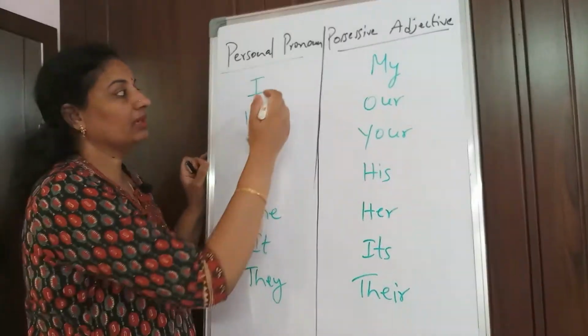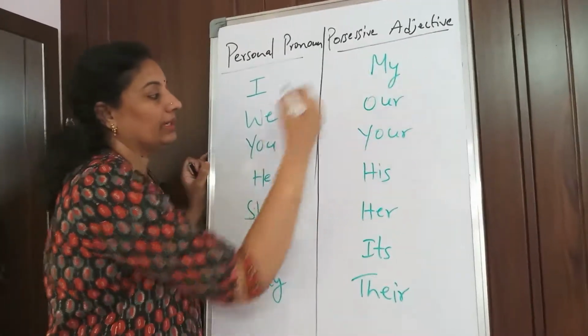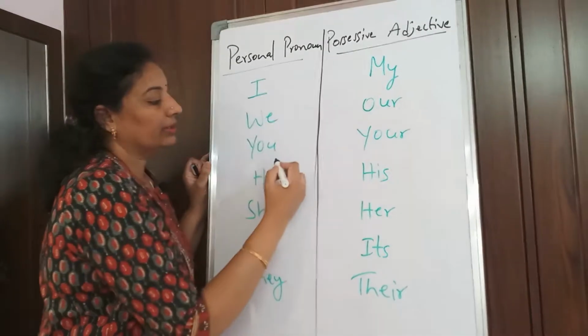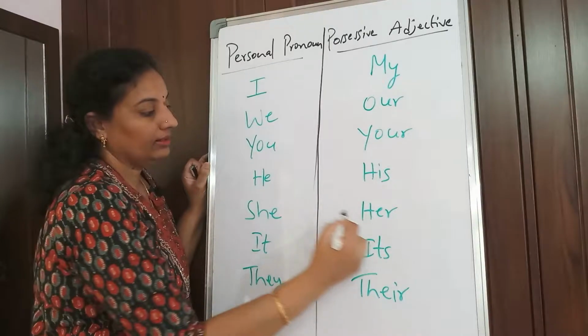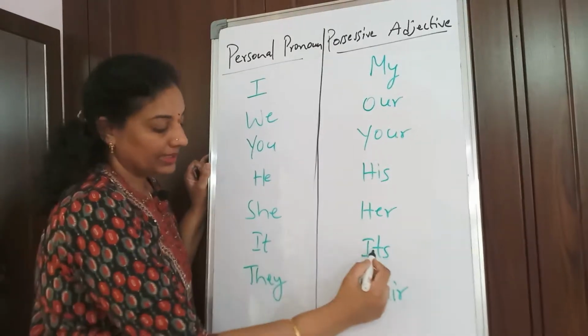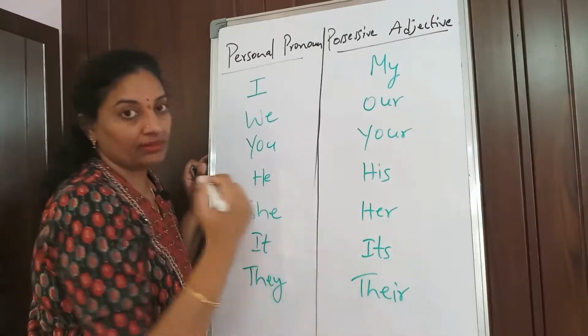Say once again with me quickly. I, my. We, our. You, your. He, his. She, her. It, its. They, their.